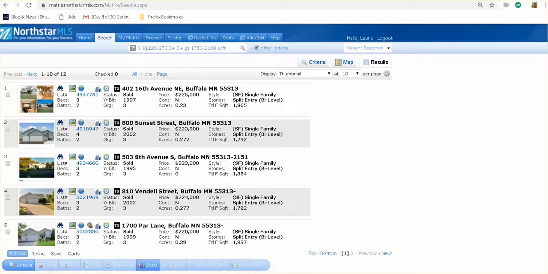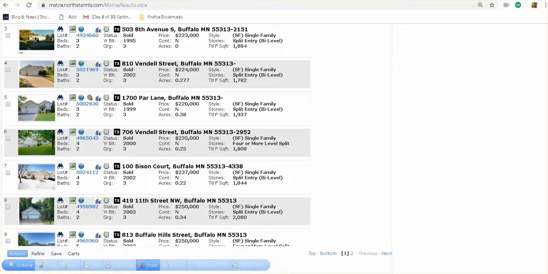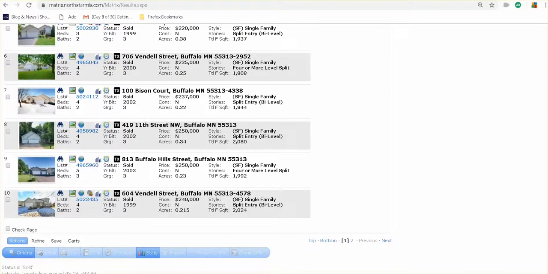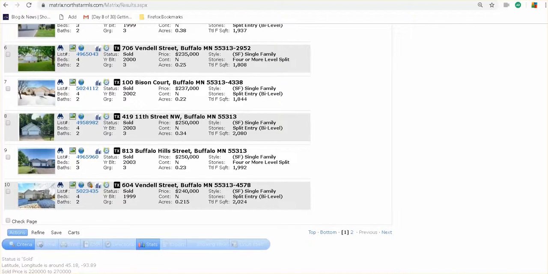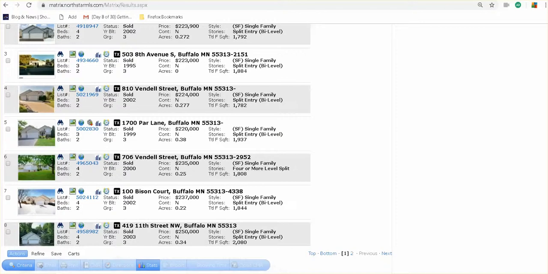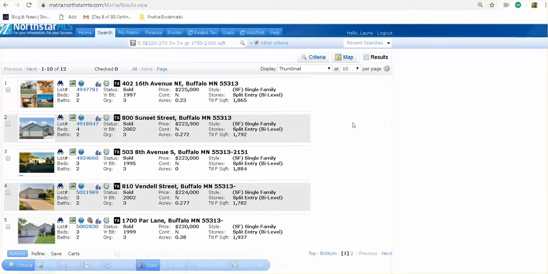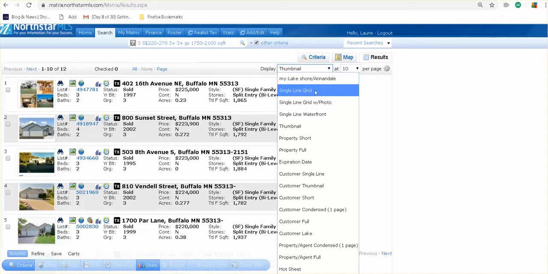I could flip through these and look at them much more closely if I was actually doing a CMA for final. In this case, she's not ready to list yet, so I'm just doing a preview CMA. And so in that case, I'd open them all up and look at them in much more detail. But here I've got 12 comparables sold, and that's a strong number. And I'm going to look at them based on thumbnail view. I'm sorry, single line view.